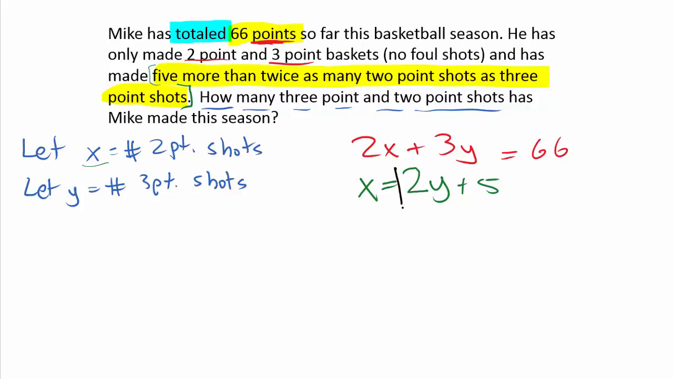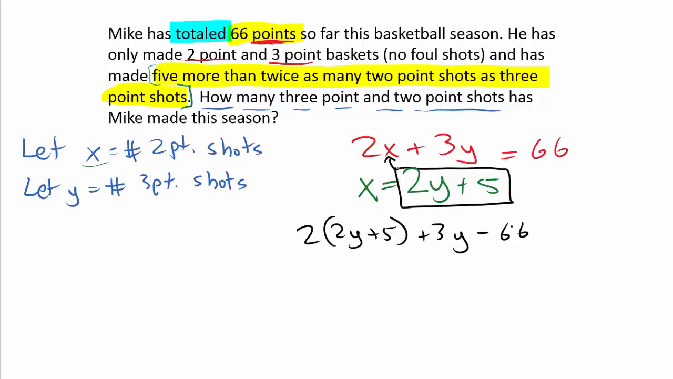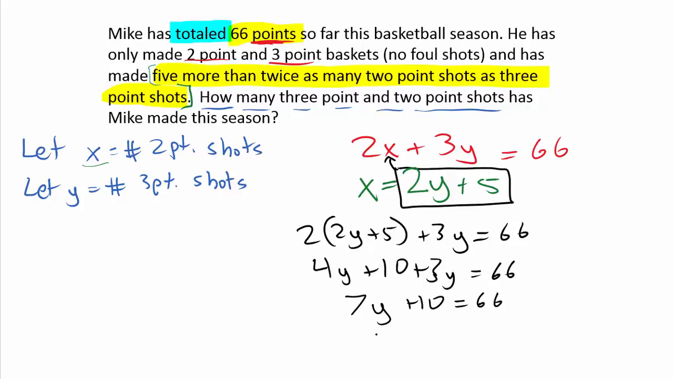We've got an isolated variable. So I'm going to take the X, which is isolated, and replace this X up here with 2Y plus 5. So we'll take 2 times the quantity 2Y plus 5 plus 3Y is equal to 66. And then if I distribute, I'll get 4Y plus 10 plus 3Y is still equal to 66. If I combine like terms, I'm going to get 7y plus 10 is equal to 66. And then finally, I'm getting 7y equals 56, which tells me that y is equal to 8.